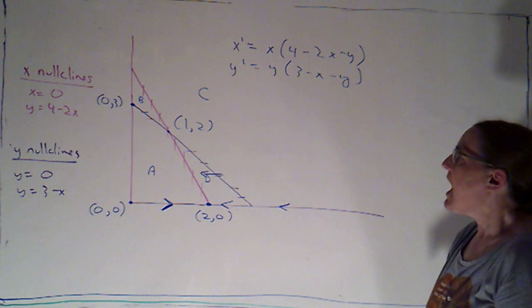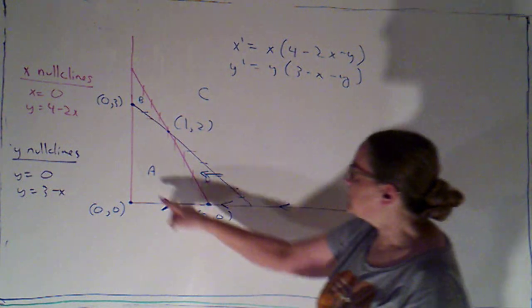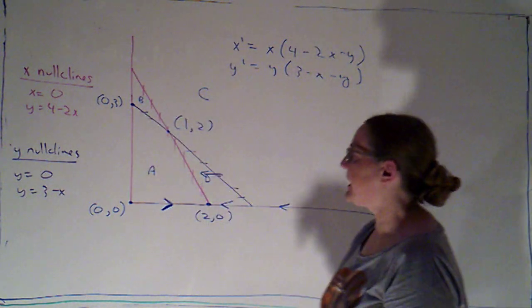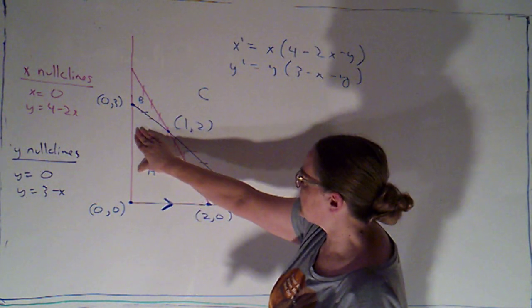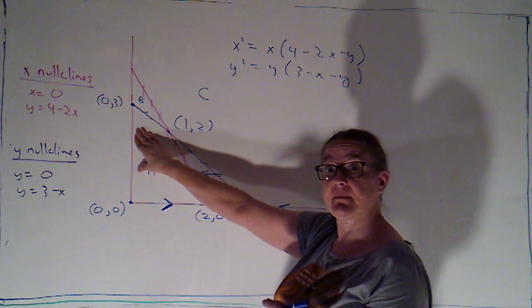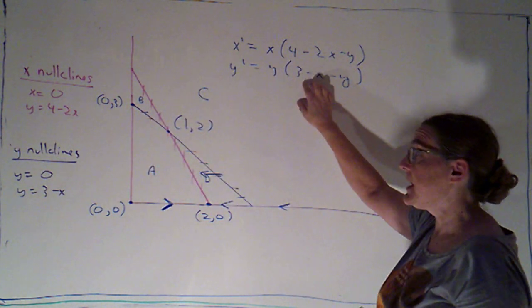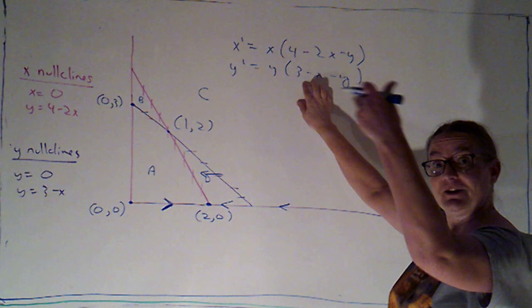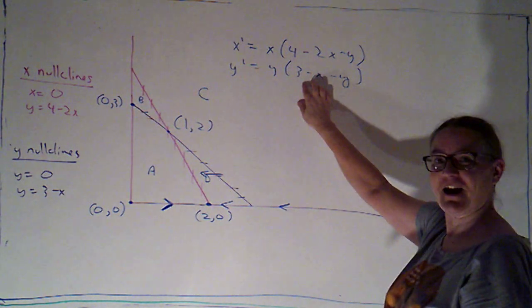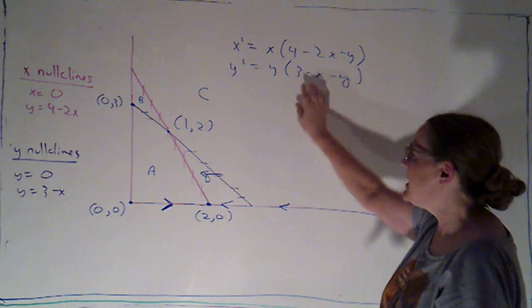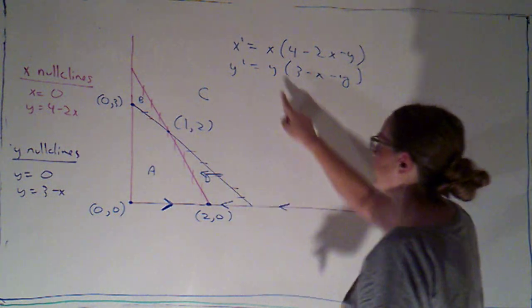All right, so let's take a look now at my x nullcline here. If I look between 0 and 3, now I'm going to be plugging into y prime because I want to know whether we're going up or down. I know we're not going left or right because x prime is 0. So if I plug in, let's say, 0, 1.